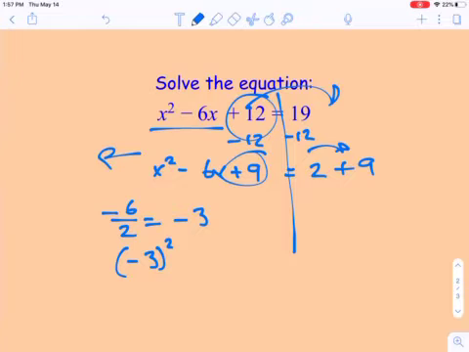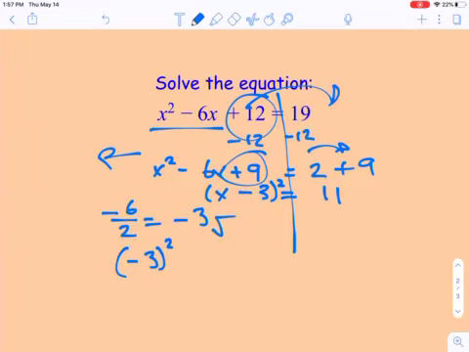All right? So when I do that, this side factors down to x minus 3 squared. And then 2 plus 9 is 11. And hopefully you can kind of see where this is going. Now, I know how to solve an equation like this from the last lesson. I use the square root property.